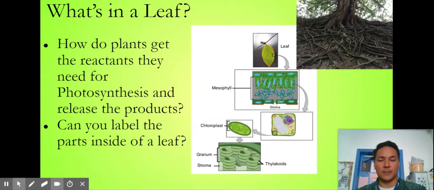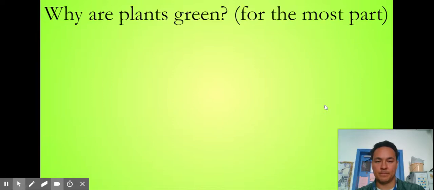Let's dig into the process of photosynthesis. I'm going to highly encourage you to take the papers I gave you in class and to model this. Okay, can you remember, why are plants green?